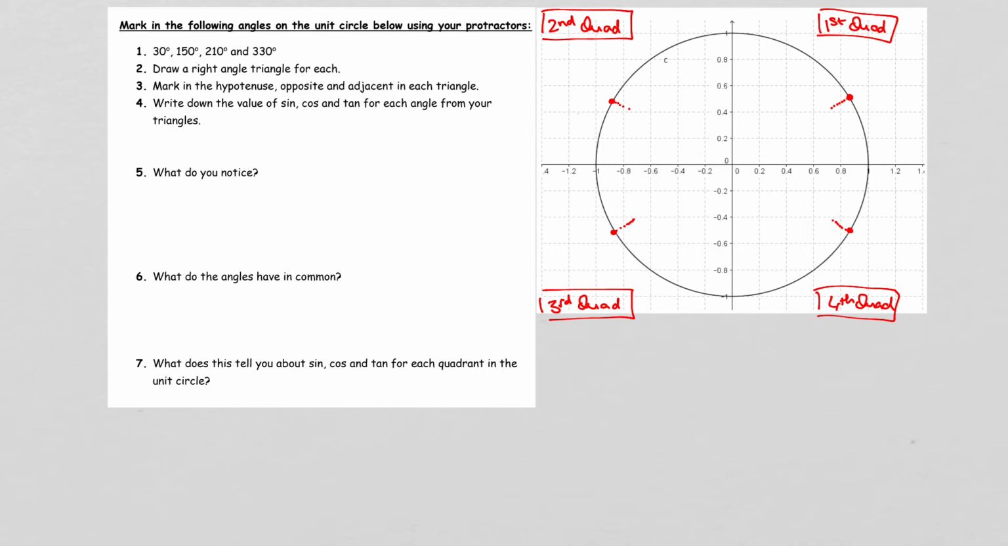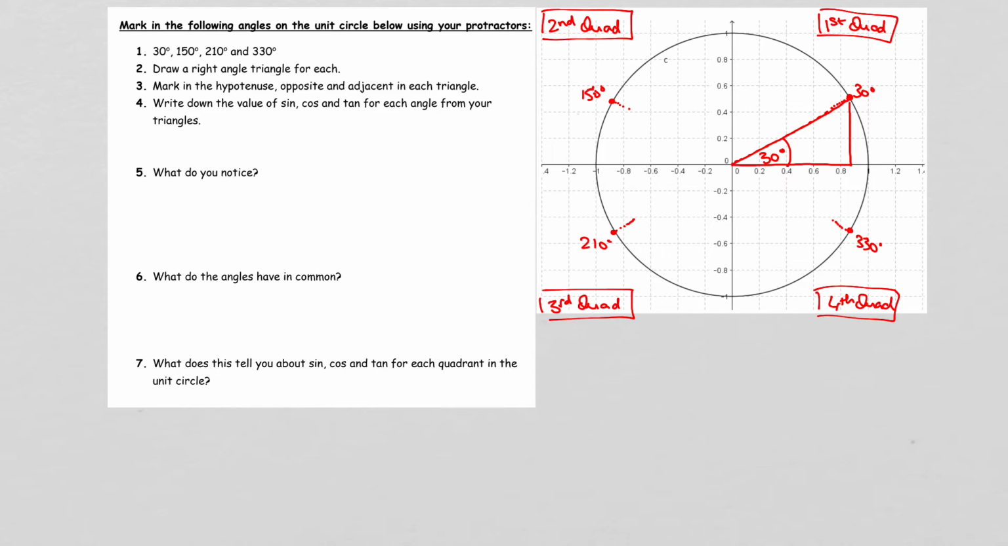And what we're going to do next then is draw the right angle triangle, which marks out each of these angles. So there's 30 degrees. So I'm going down. And I've gone out. So what we can see is we're going to mark in the hypotenuse, the opposite and the adjacent for each triangle. So I'm going to focus on one at a time. So here's 30 degrees. This one was 150. This one was 210. And this one was 330 degrees.